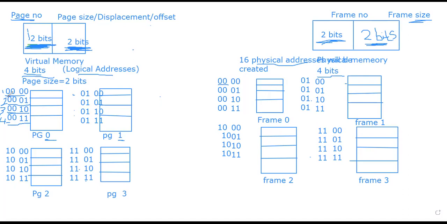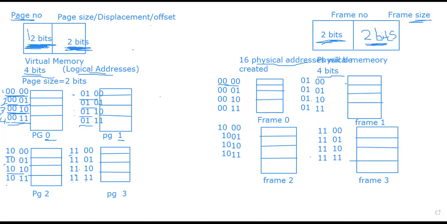So this is our first address, second address, third address, and fourth address. This is our fifth address, sixth, seventh, and eighth address. This is our ninth address, 10th, 11th, 12th. This is our 13th address, 14th, 15th, and 16th address. Here also the same idea. The difference is this is the physical address, this is the logical address.